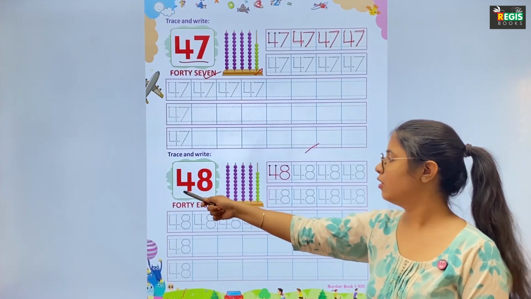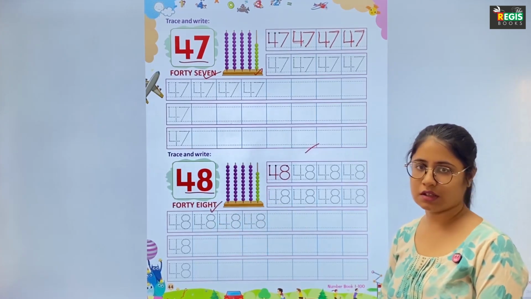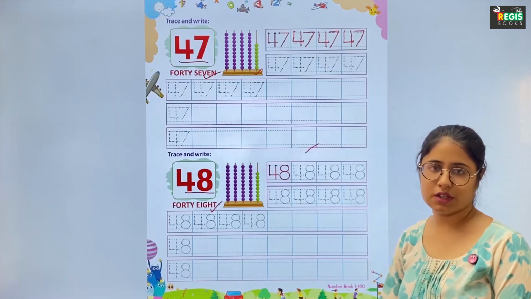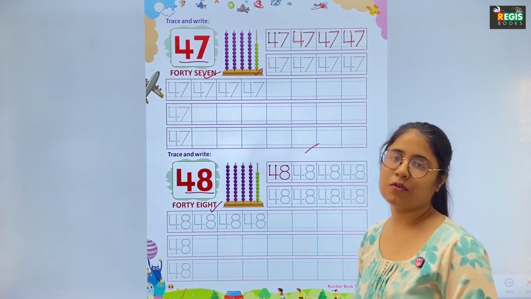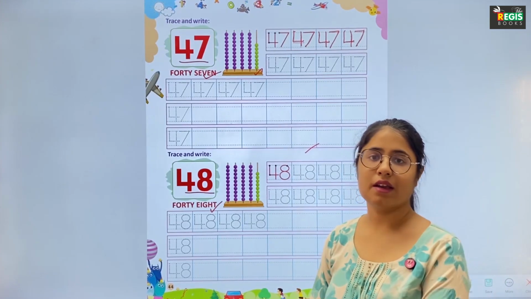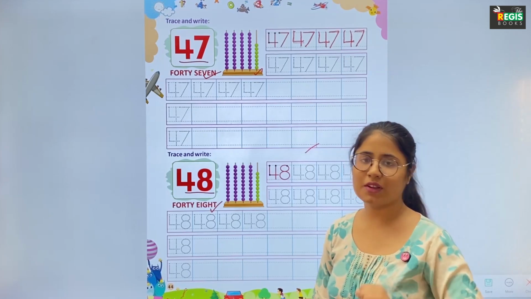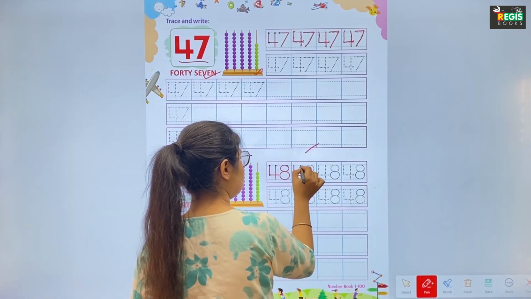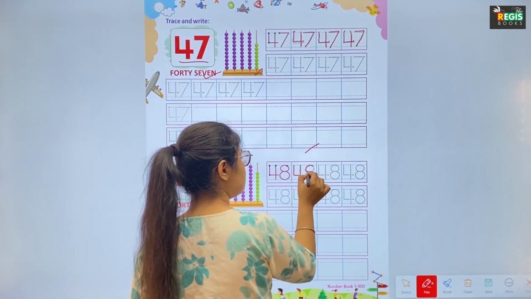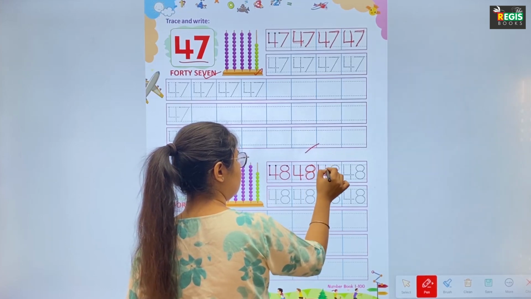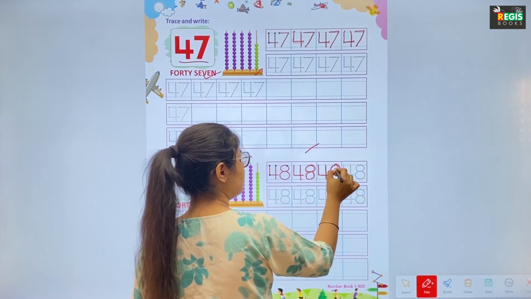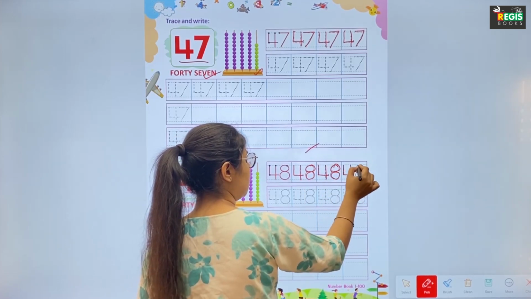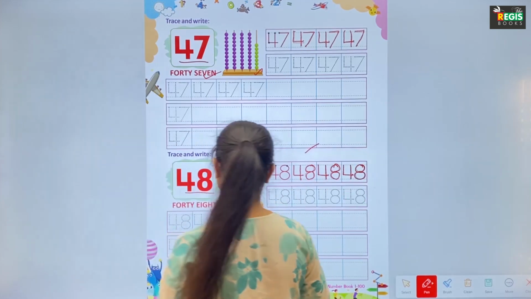Trace and write 4, 8, 48. These are total 48 dots. We write the number 48 by writing 4 and 8 together. Let's trace with me. 4, 8, again 4, 8. 4, 8, 48.